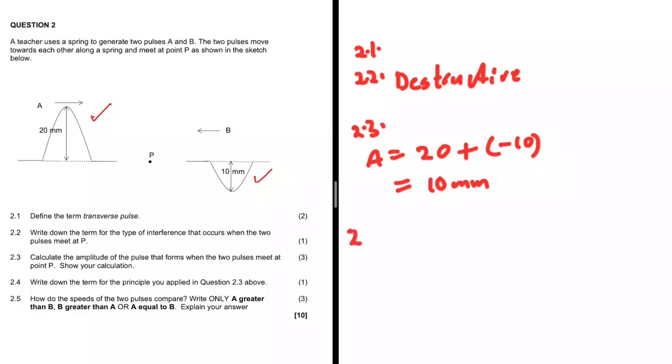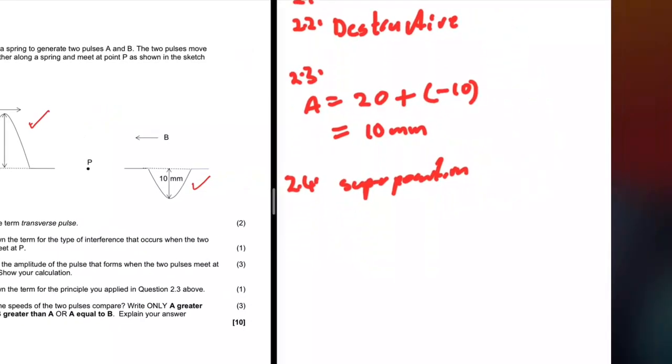What about 2.4? Write down the term for the principle you applied in question 2.3 above. That is the principle of superposition, right? Superposition. So most of the time when the question is talking about a principle in pulses, the answer is superposition, right? It is the principle of superposition that you're talking about.